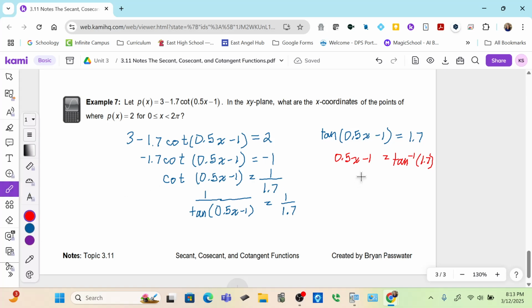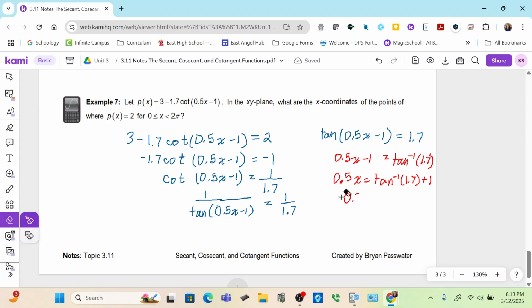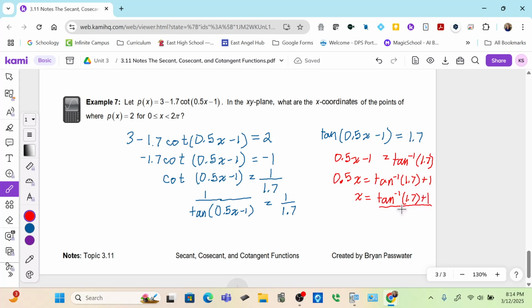So next I'm going to add 1 to each side, and we're going to have 0.5x equals arctangent of 1.7 plus 1, and then divide both sides by 0.5. Oops, I don't want the 0.5 on that left side anymore. I just want the x. So what I'm going to end up entering in my calculator is the arctangent of 1.7 plus 1, that entire sum divided by 0.5.